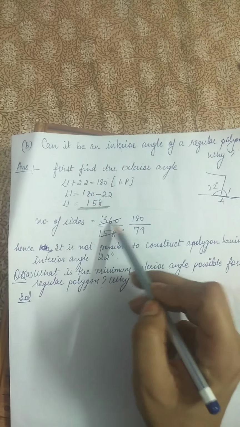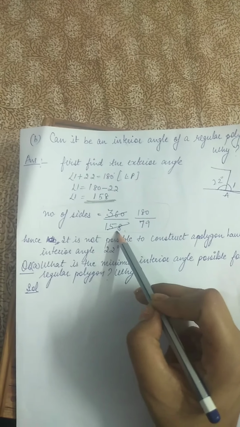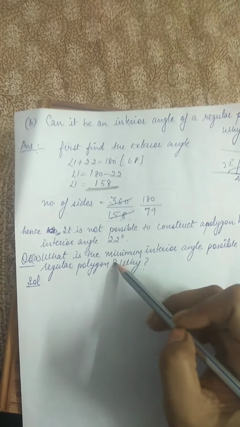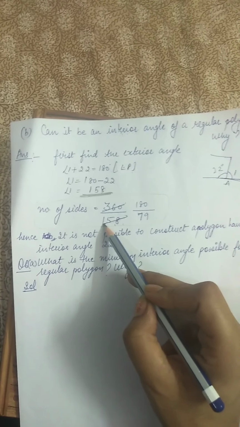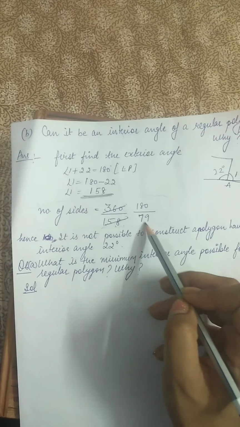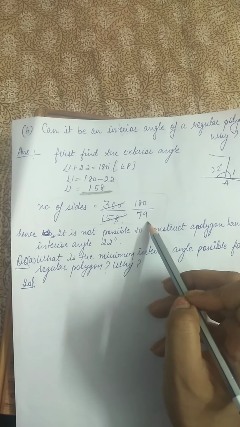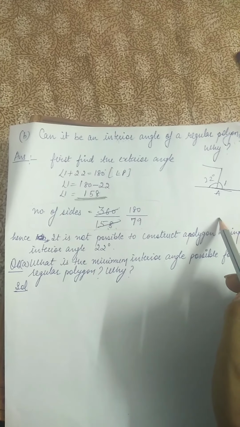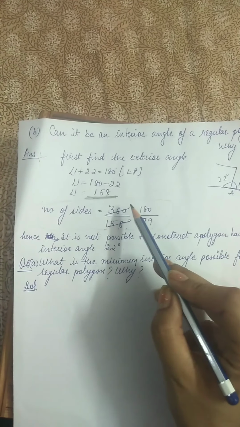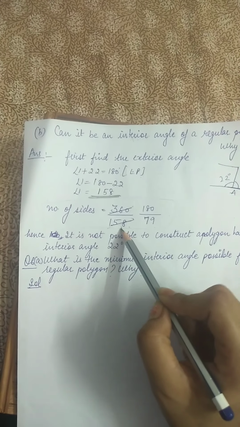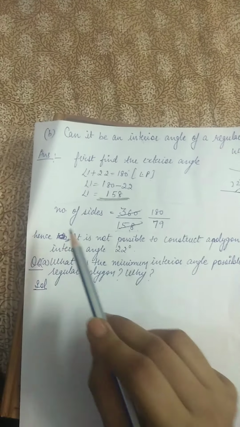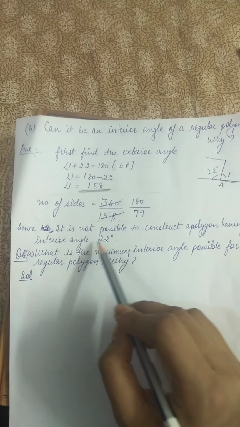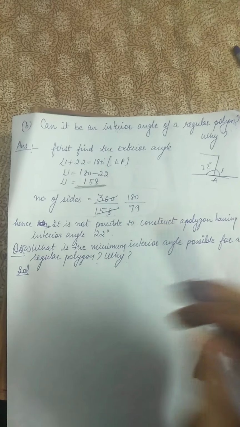Now divide 360 by 158. Again, you cannot divide 360 by 158 exactly. See, I have divided by 2, which gives 180 divided by 79. So it will also come out in decimal numbers. So 360 is not properly divisible by 158. Hence, again, it is not possible to construct a polygon having an interior angle of 22 degrees.